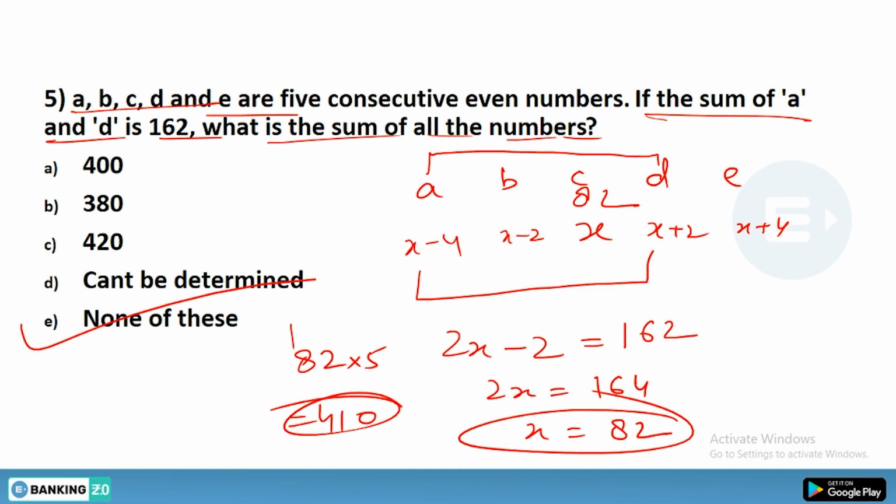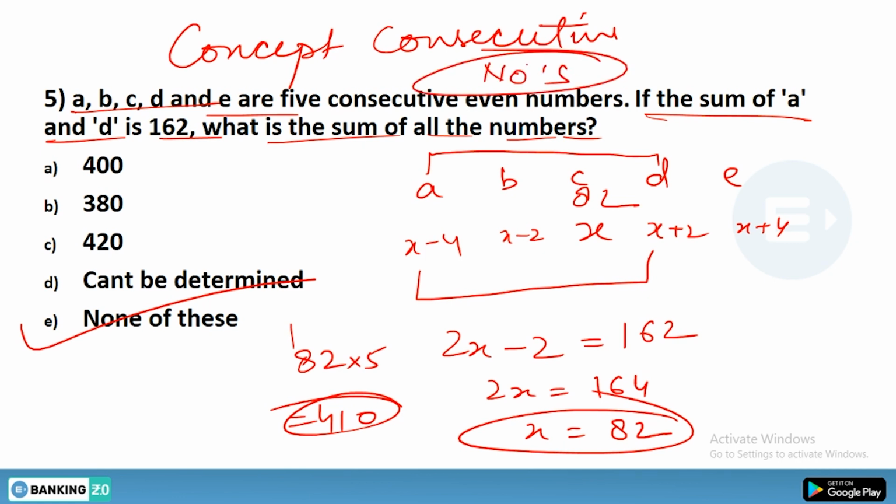I hope you all understood the concept of consecutive even numbers or consecutive odd numbers. Consecutive numbers questions are asked in almost every exam, and they will be asked.